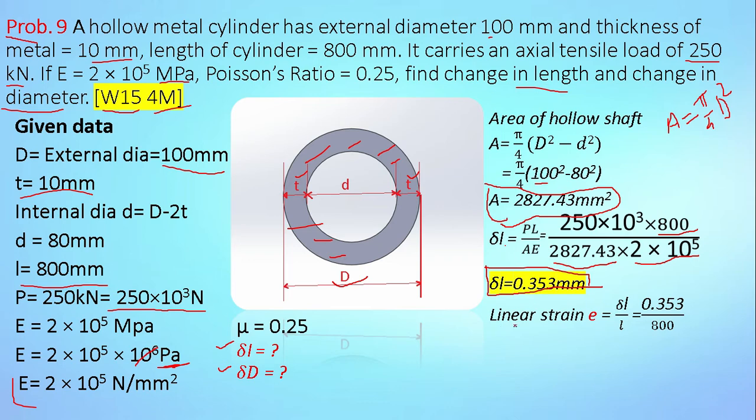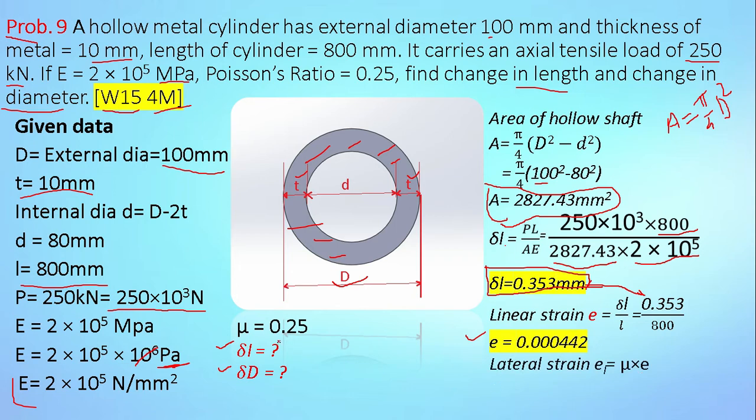We know the formula for linear strain. It is the ratio of change in length divided by original length. We have calculated the change in length here, so put it here, and the original length is 800 mm. So linear strain is 0.000442. It is a unitless quantity.